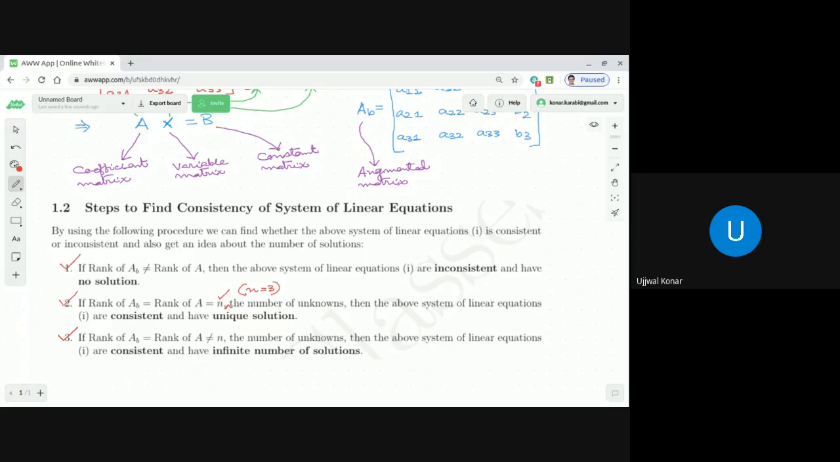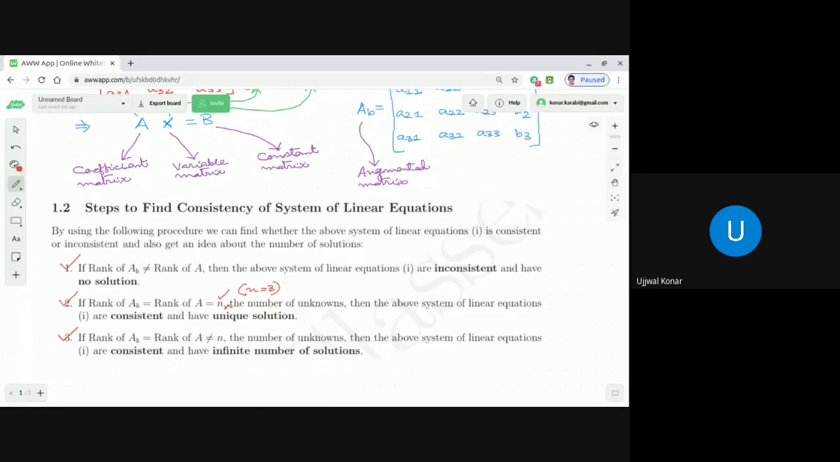So just by looking at the equation, we can quickly form the matrices: coefficient matrix, variable matrix, constant matrix, and augmented matrix. After that, we can find the rank of the augmented matrix and the rank of the coefficient matrix, but that cannot be done quickly. Finding rank will take some time, but not a big amount of time.